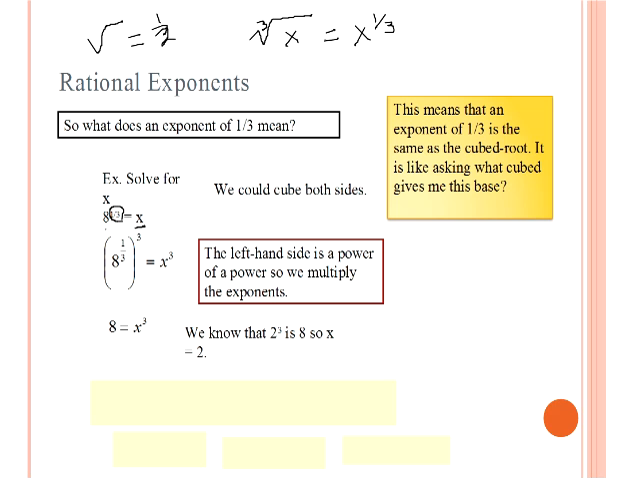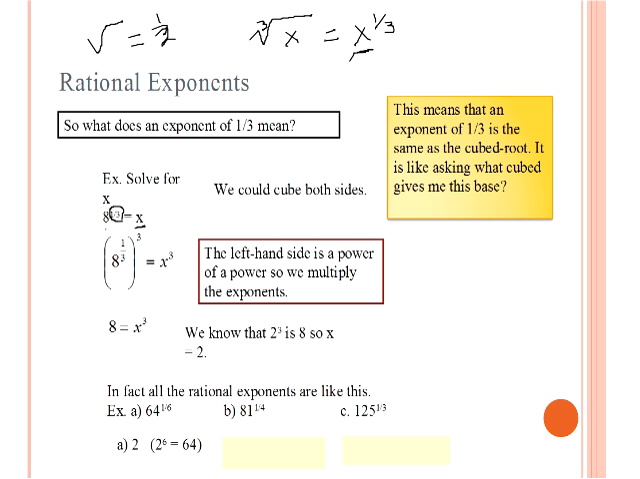And that asks what cubed gives you this answer of x. So we can take a look at some. We have 64 to the 1/6. Now again, that would mean what to the 6 gives us 64. Well, we know that answer. That's just 2. Note that it's not 2 to the 6. That's not what the question is asking. It's asking what to the 6 gives us 64. And that answer is just 2.